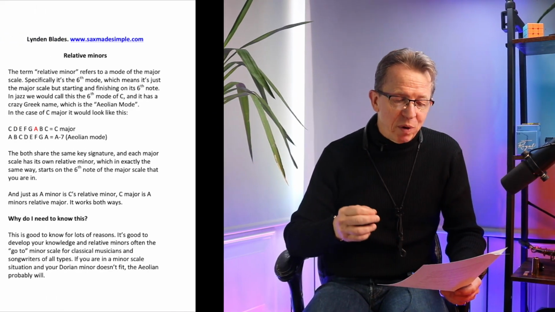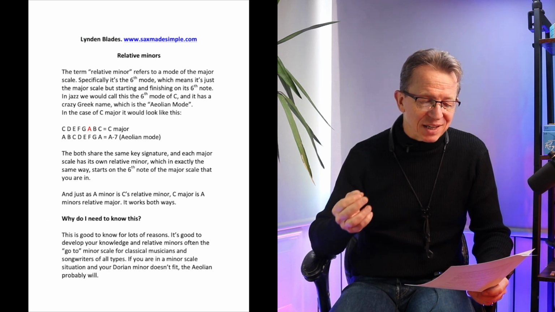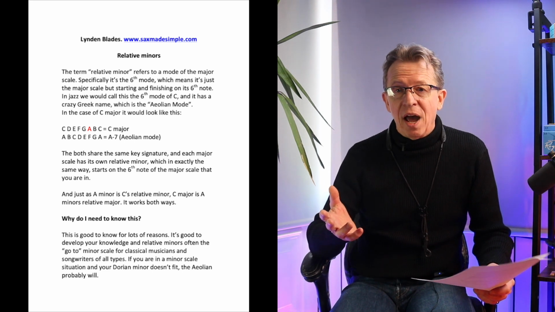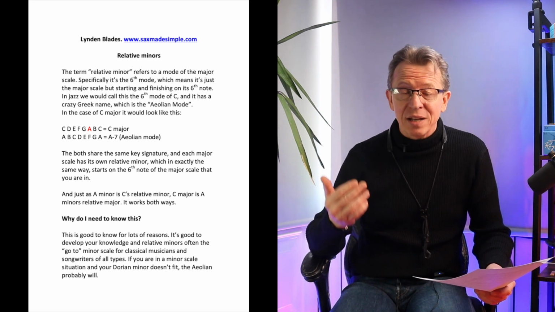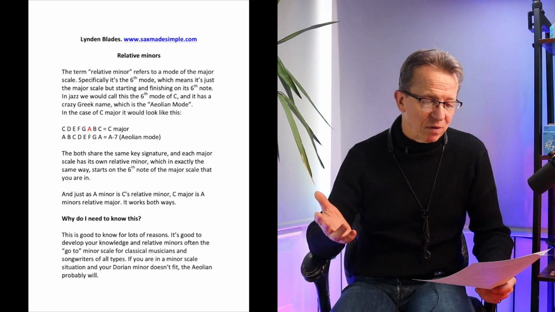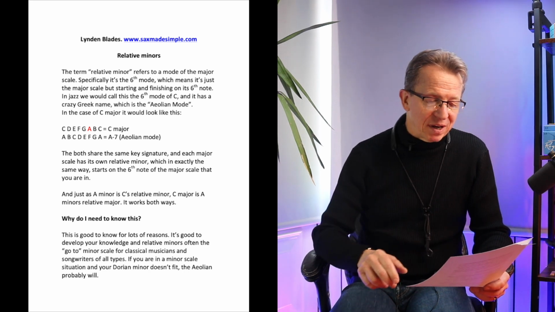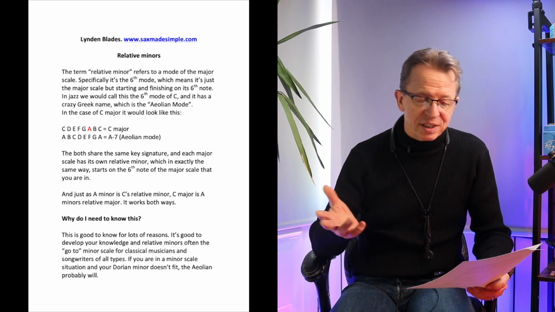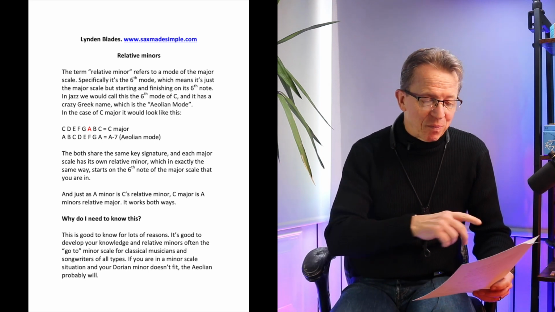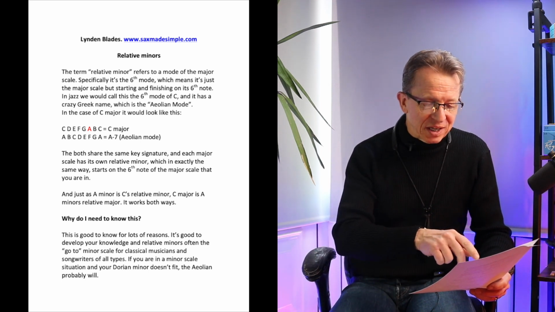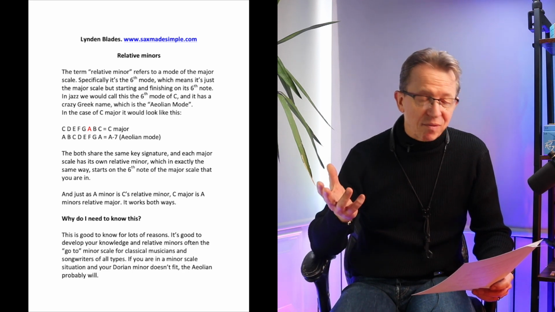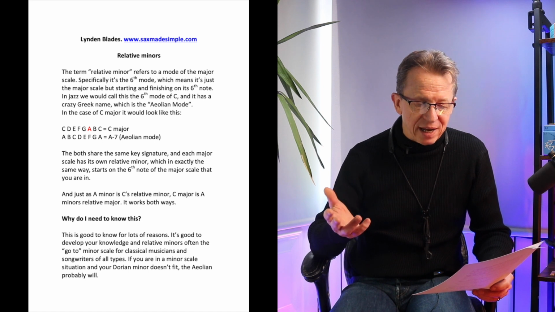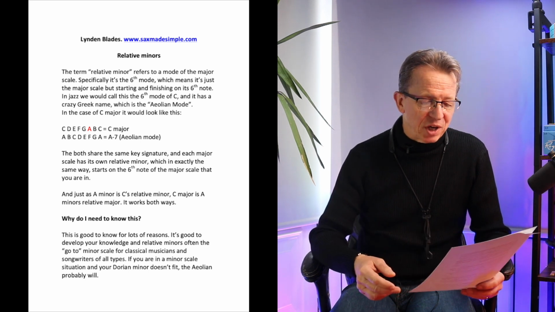In jazz, we would call this the sixth mode of C, and it has a crazy Greek name, which is the Aeolian mode. And the Aeolian mode is the same as the relative minor. It's just the sixth mode of the scale. What I've done is I've written it down for you. In the case of C major, it would look like this. I've written out C major: C, D, E, F, G, A, B, C. I've made the A red so that you can see it's the sixth note. And so the relative minor is just the same bunch of notes: A, B, C, D, E, F, G, and A. And we would call that the Aeolian mode in jazz.